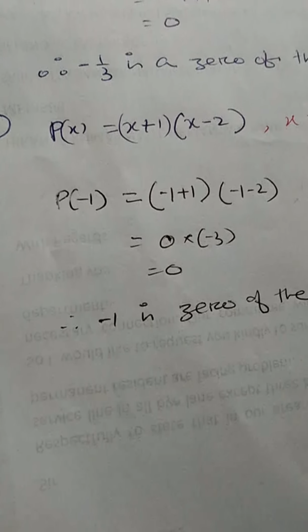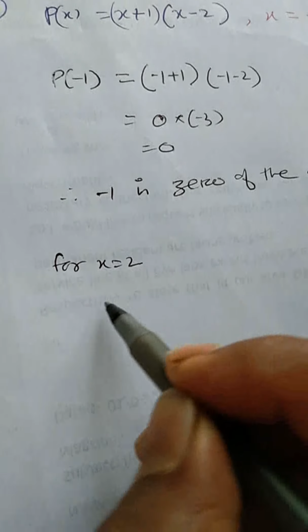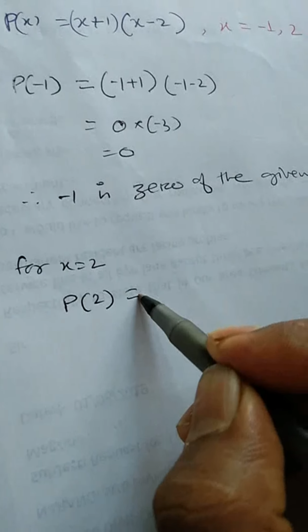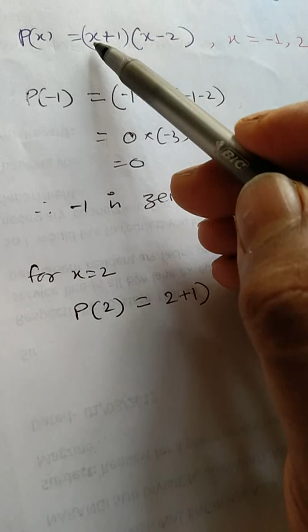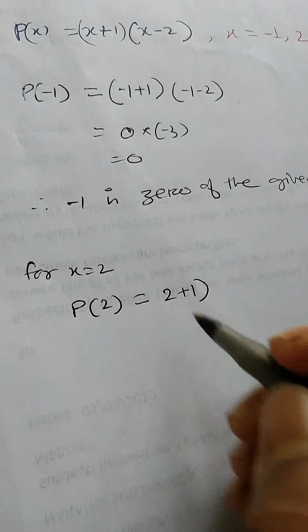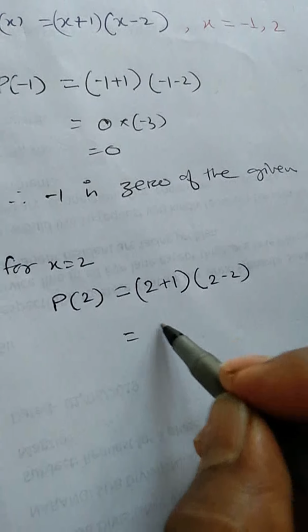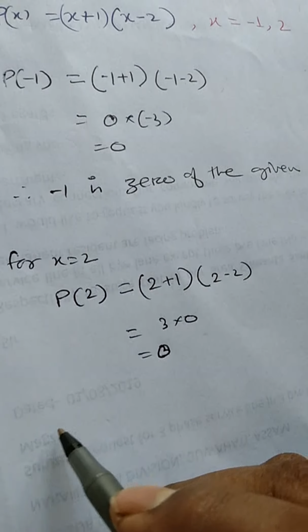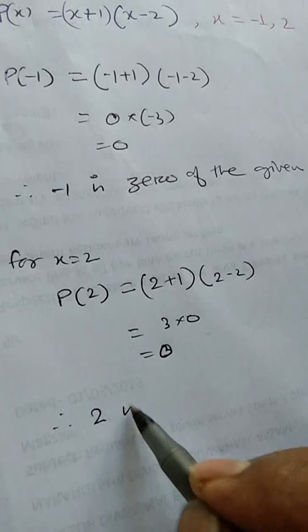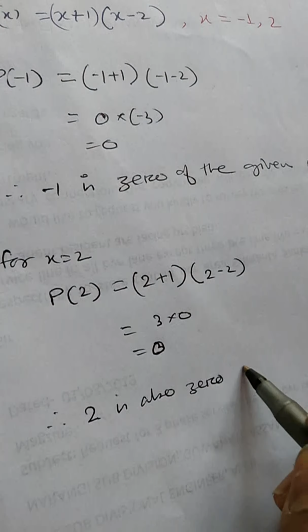So then similarly the next number, for x equal to 2, p(2) equals 2 plus 1. Here in place of x we have written (2 plus 1) and (2 minus 2). Then 2 minus 2, so this will be 3 into 0, which is 0. So therefore 2 is also a 0 of the given polynomial.